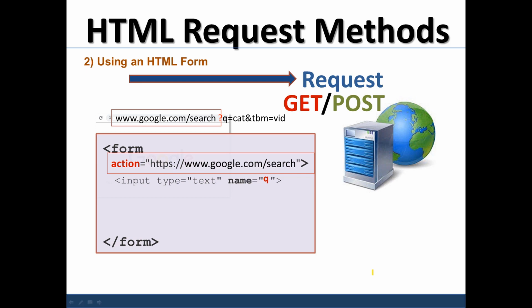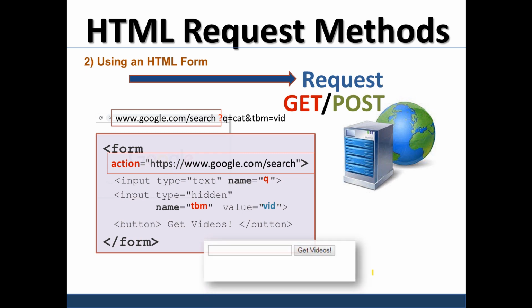The form can also send default hidden values. And forms should also include buttons to submit the data. Pause the video once again and type this form into a text editor and save it into your local computer and give it any name, like search.html. It has to have the HTML extension. Then open it in a web browser. You should see a form like this.